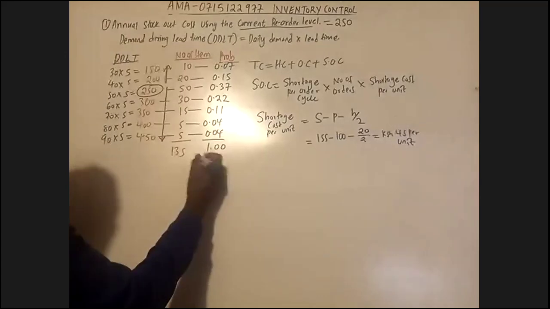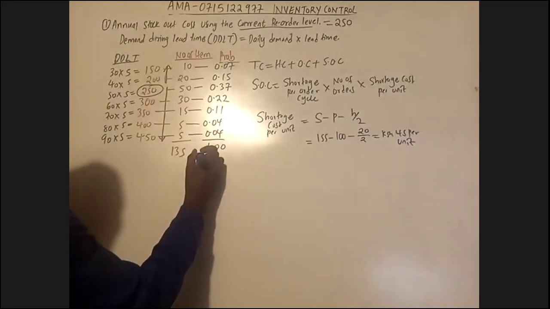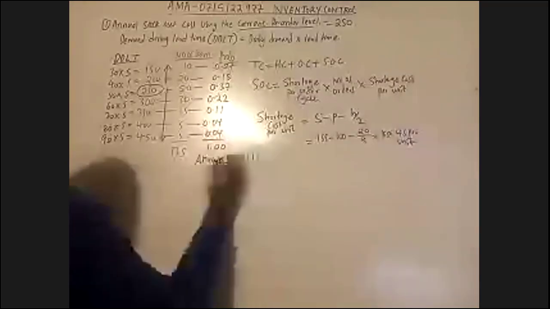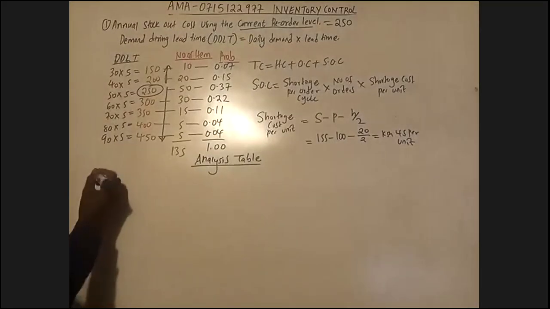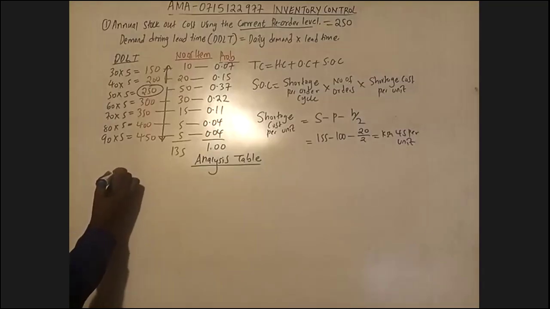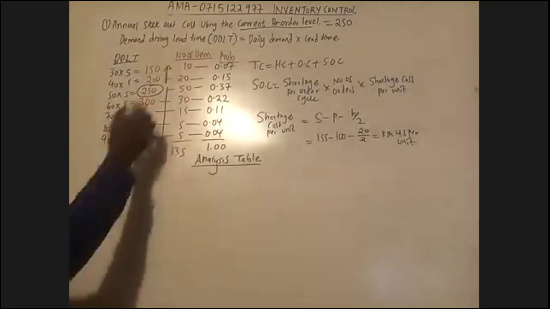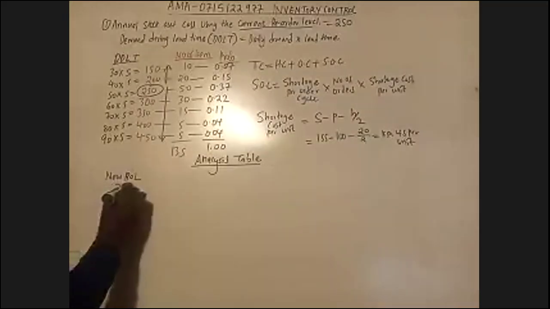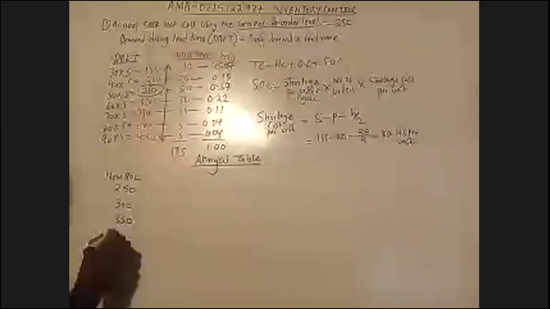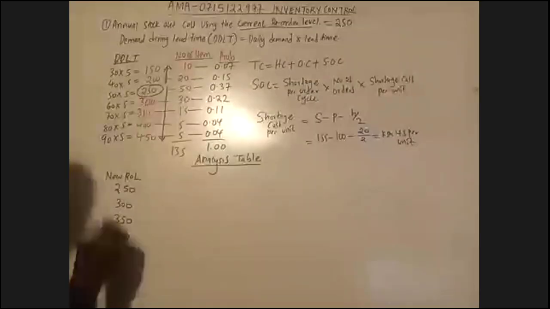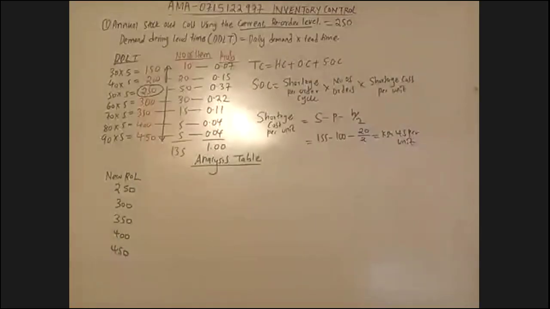Now we come up with the analysis table. Now this is how the analysis table looks like, right? Unaanza na the new reorder level. Now a new reorder level ni kutoka 250, tuko nayo hapo 250, 300, 350, 400, 450. That's our new reorder level. Hadi hapo tuko sawa? Tuna agree? So tukisema kuteremka chini, that will be our new reorder level.